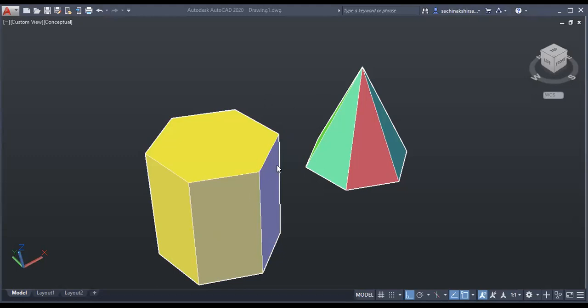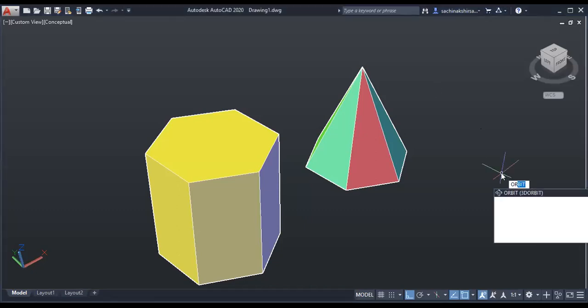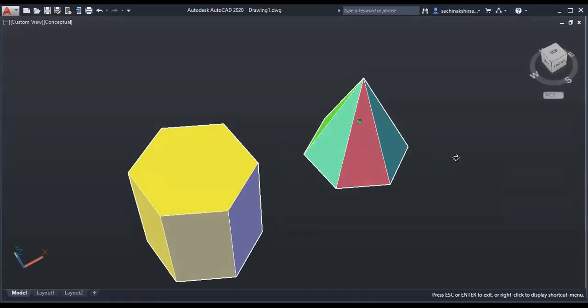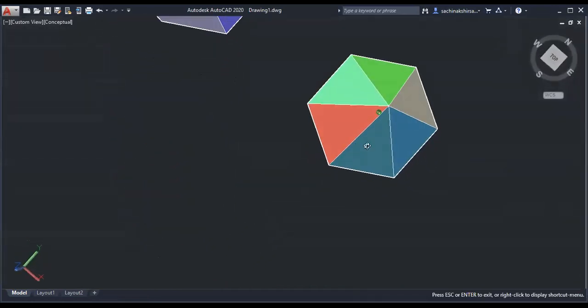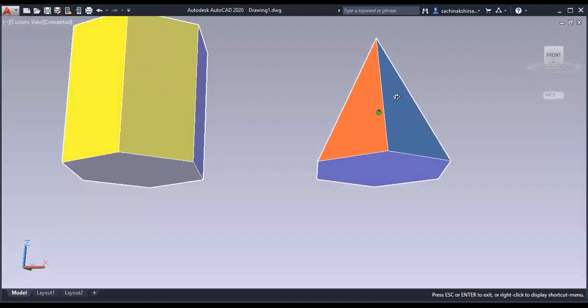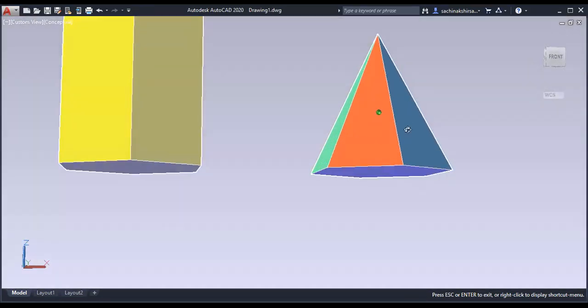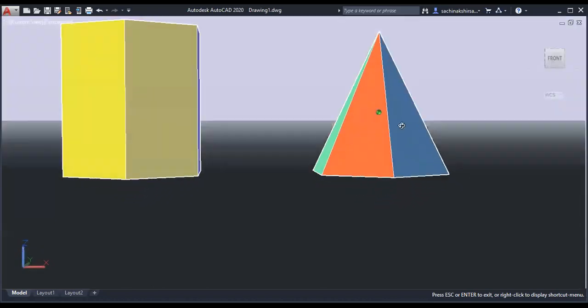How many flat surfaces are there for hexagonal prism? Peripheral, how many flat surfaces are there? 6. Top and base, how many are there total then? 8. Very good. What about hexagonal pyramid? How many flat surfaces are there? 7. Peripheral, how many? 6, and one is base, so total 7.